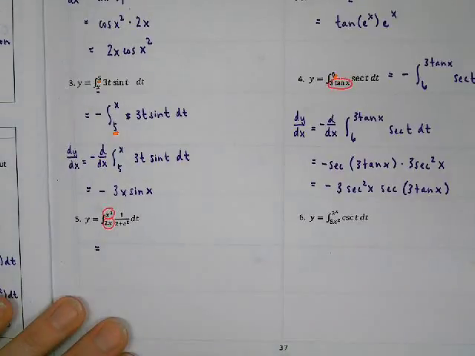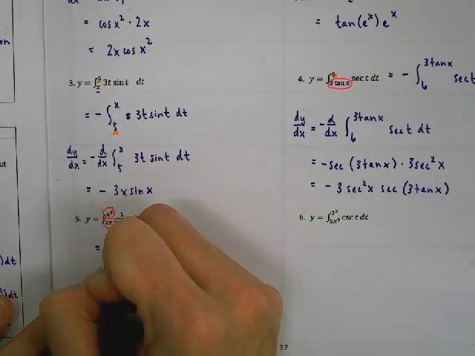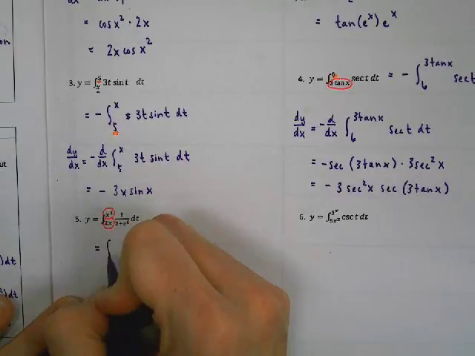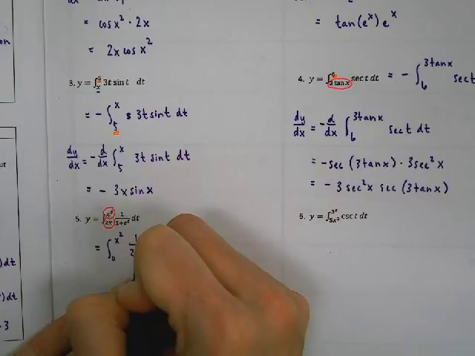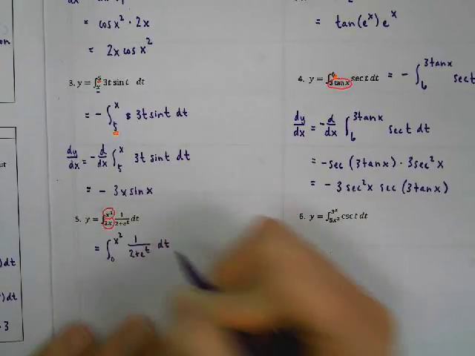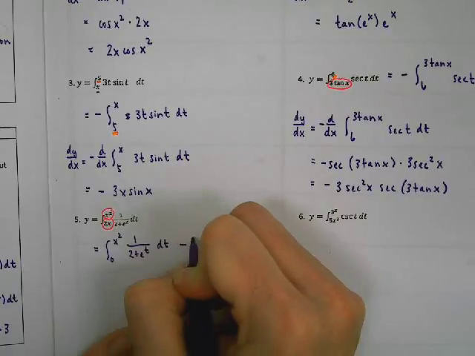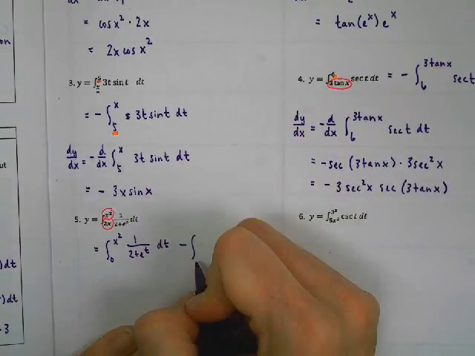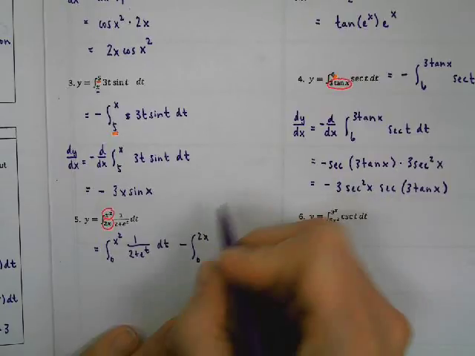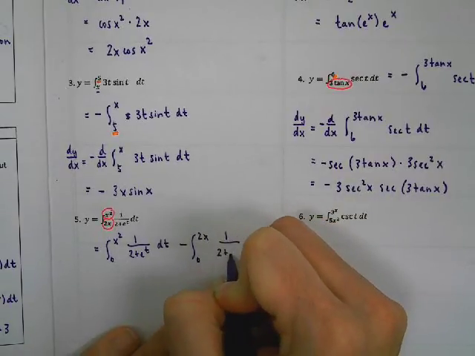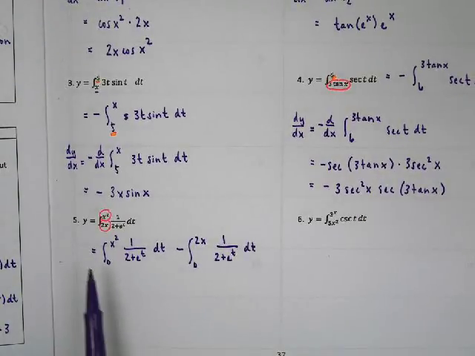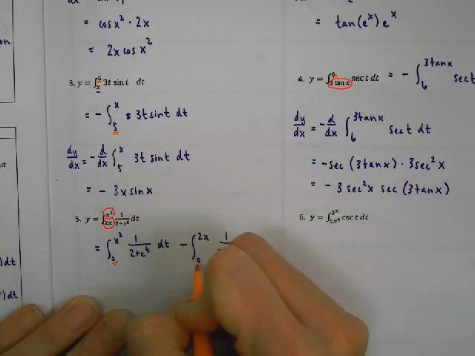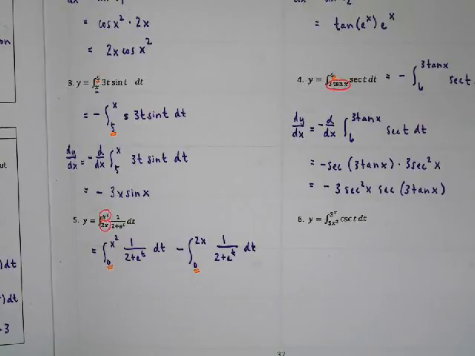We're going to rewrite this, and we're going to make it the integral from 0 to x squared of 1 over 2 plus e to the t dt. And we're going to subtract the integral now from 0 to 2x of 1 over 2 plus e to the t dt. So I just split up this integral so that essentially I have two integrals now whose lower bound is a constant.